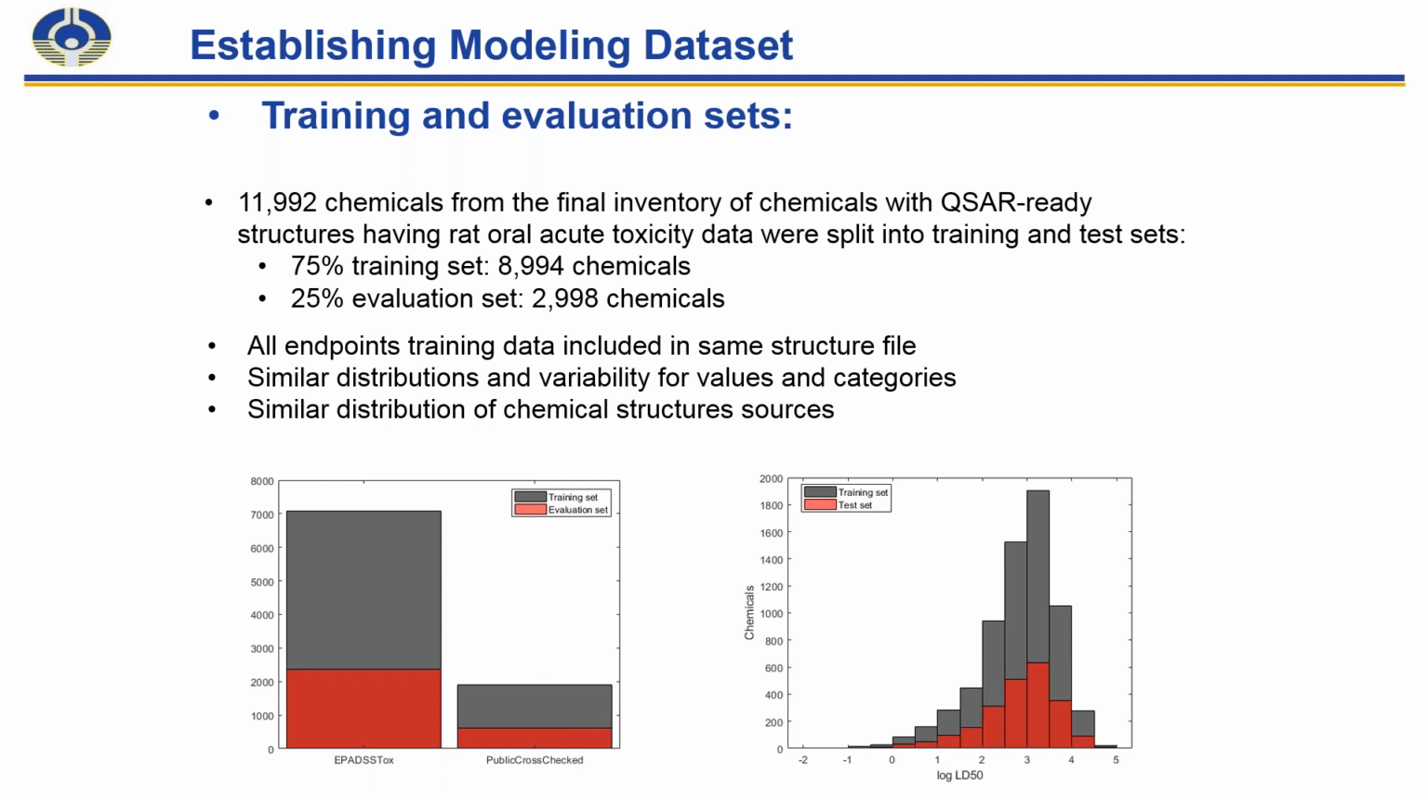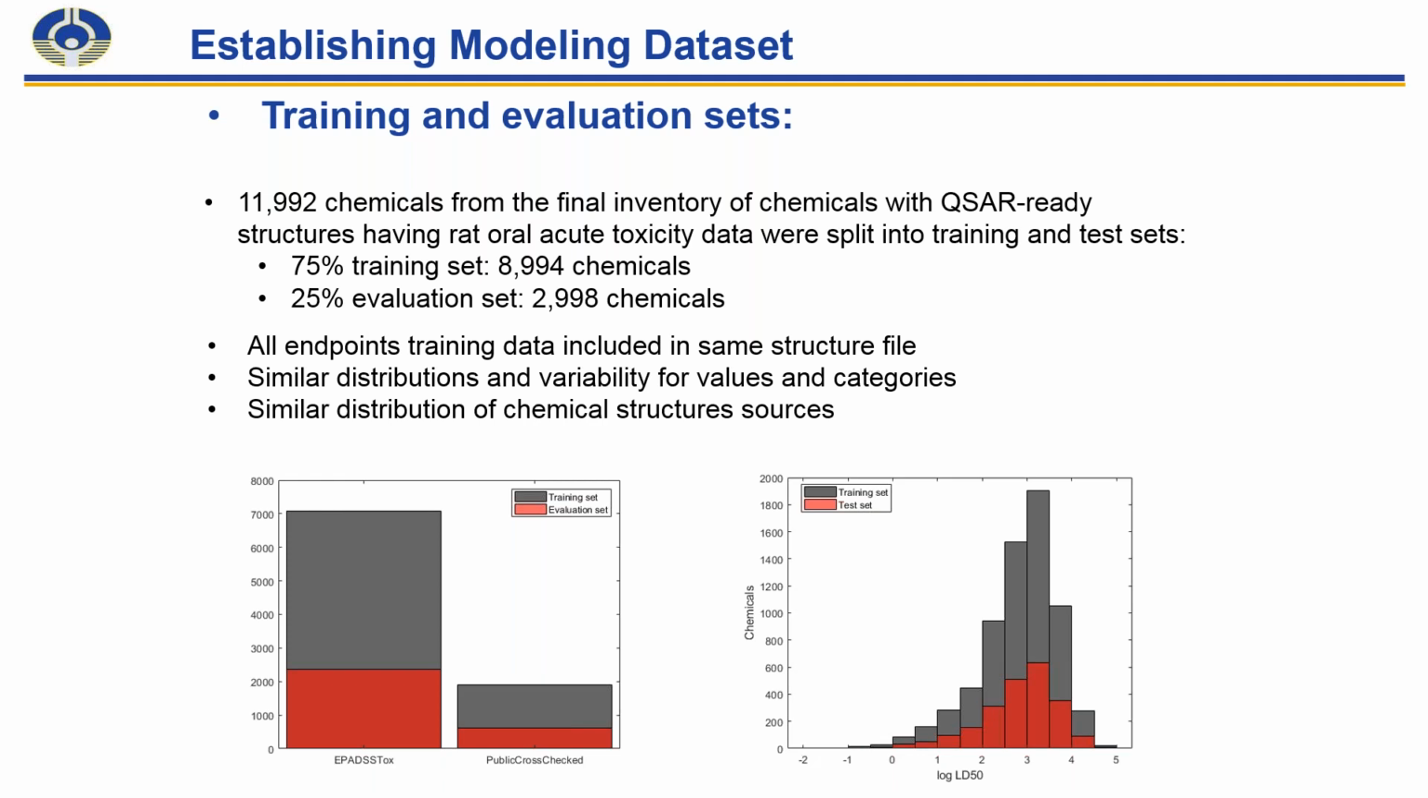Then we went through pretty standard, good modeling practices of splitting that data set into training and evaluation or test set. So we did 75% training and 25% test. This was done semi-randomly, by which I mean that it was mostly random, but we did ensure that we had similar distributions for different types of values. So making sure that we had a similar distribution of LD50 values, because we wouldn't want to have all of the very potent, highly toxic, category 1 chemicals by coincidence falling into the training set and having none of them in the test set, for example.